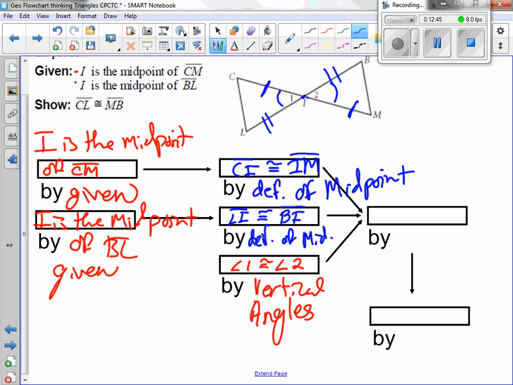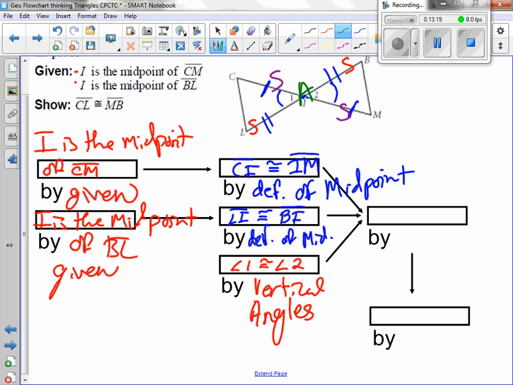Any questions on any of this so far? So a lot of what we're doing here is just using definitions, isn't it? Just using what we know about midpoints, vertical angles, to get what we need. Because looking at this here, I have a set of sides here, a set of sides here, and an angle in the middle, yes? Is this one of our congruency shortcuts? Yes. Side angle side is one of them.